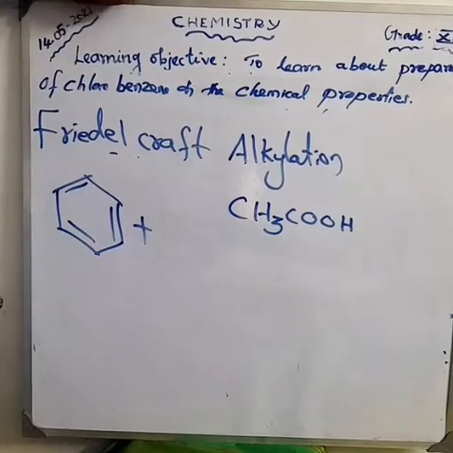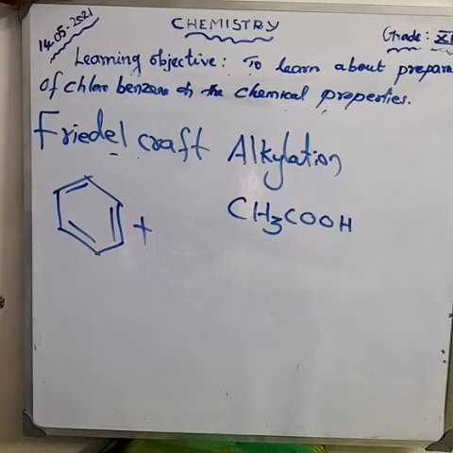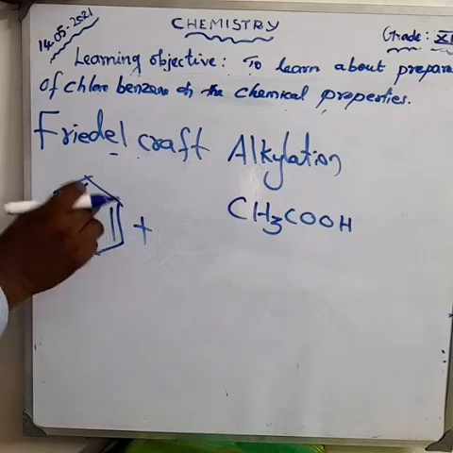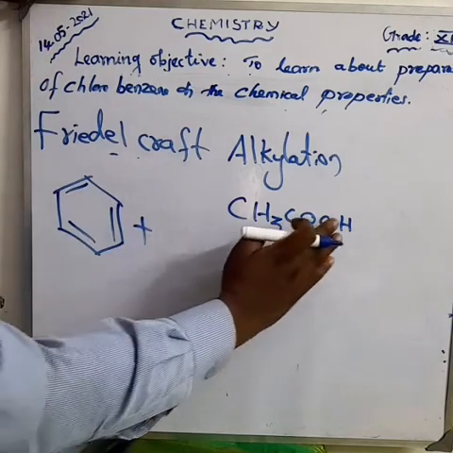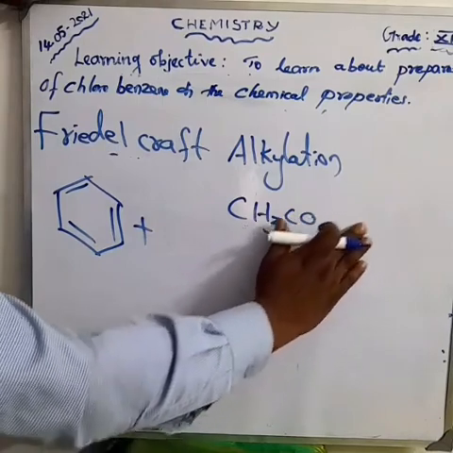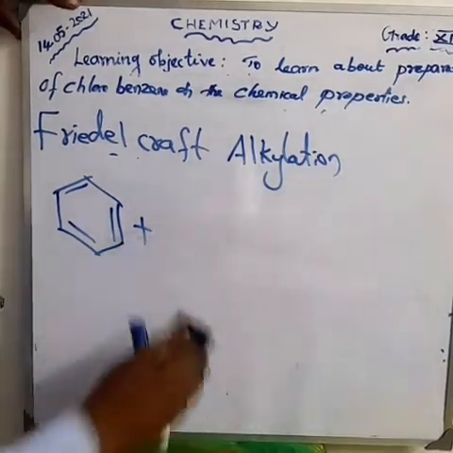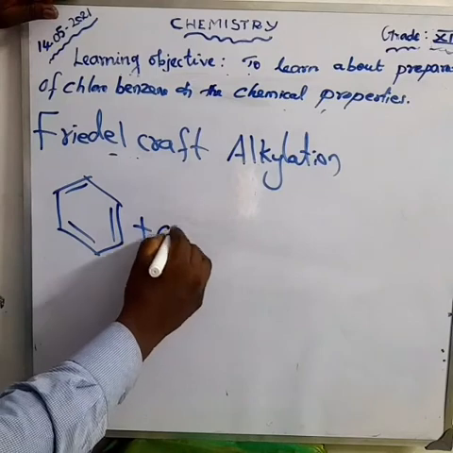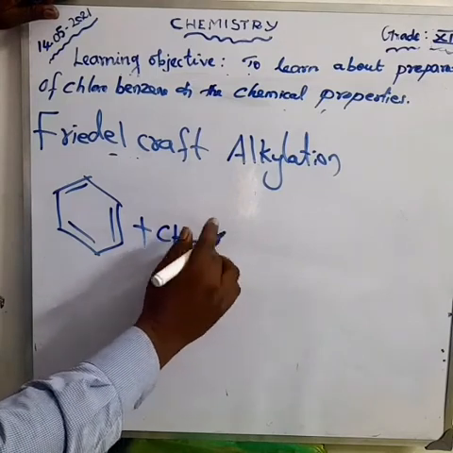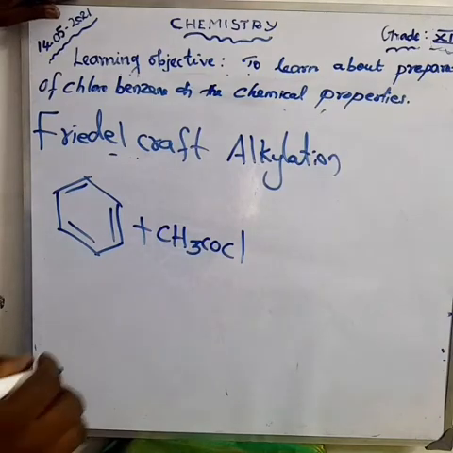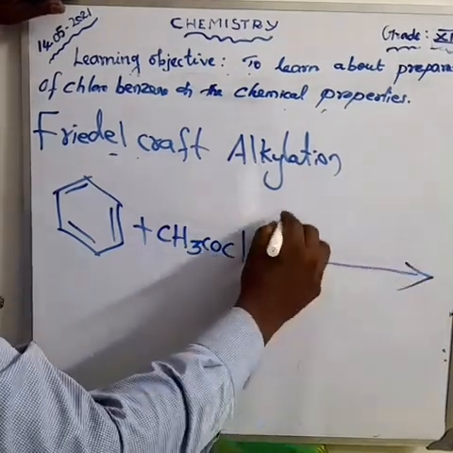Ethanoic acid. So in this reaction, benzene reacts with acetyl chloride, replacing the OH and adding Cl. So the compound name is acetyl chloride. What is the formula? CH3COCl, acetyl chloride, in the presence of anhydrous AlCl3, aluminum chloride.